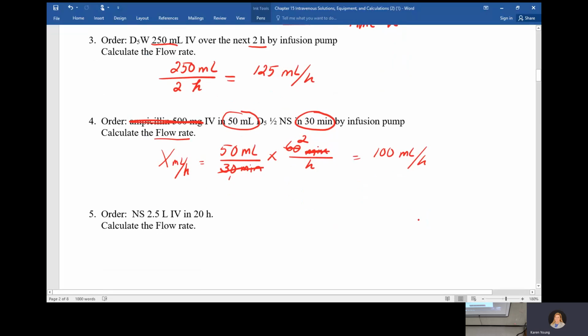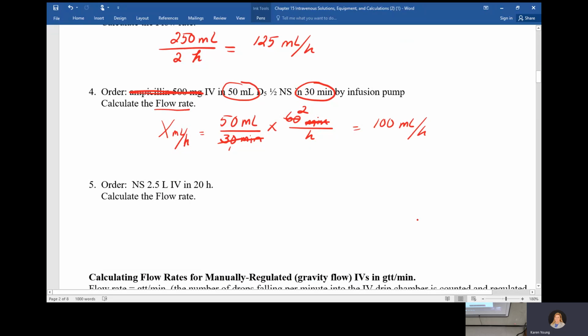Now, sometimes we have to do more conversions. So number 5, I have 2.5 liters in 20 hours. Okay, so we still start with our amount, over our 20 hours. I have to convert liters to milliliters, right? Because it has to be in milliliters. So liters is on top, liters has to go on bottom, milliliters has to go on top.